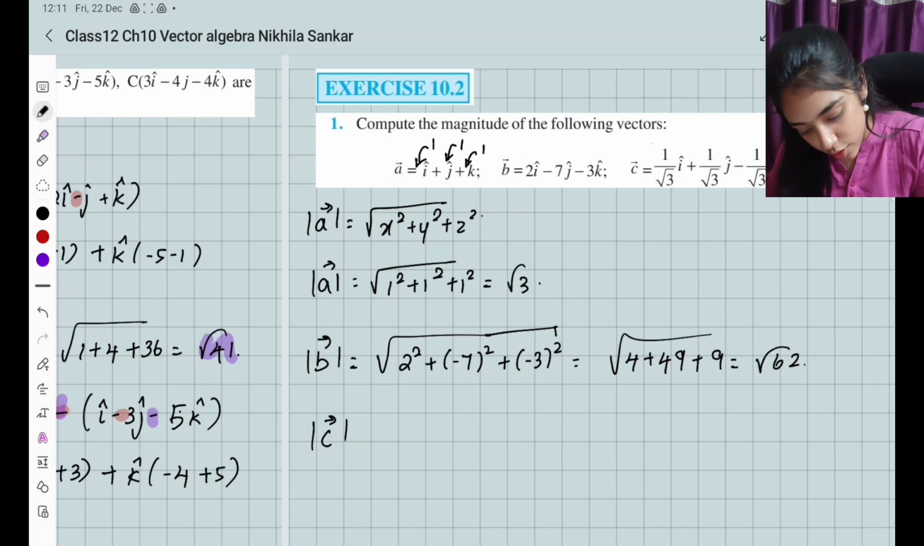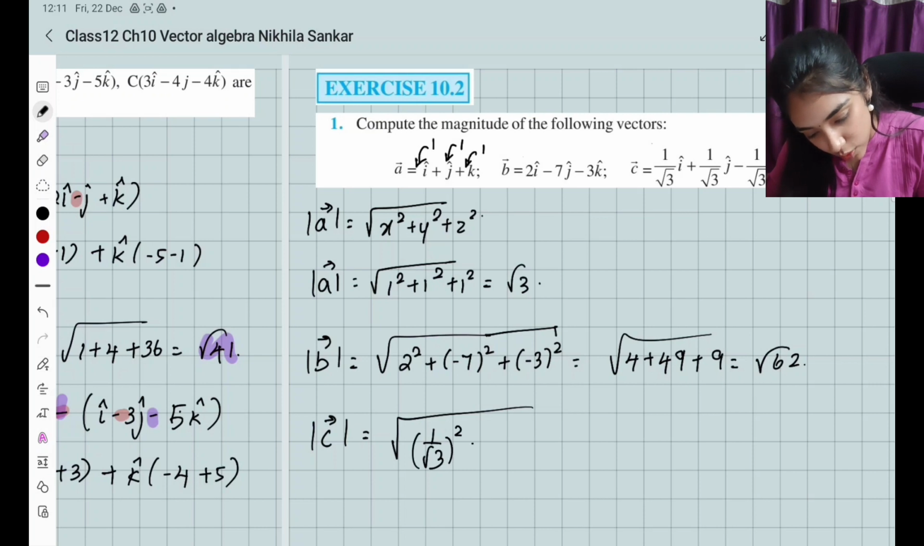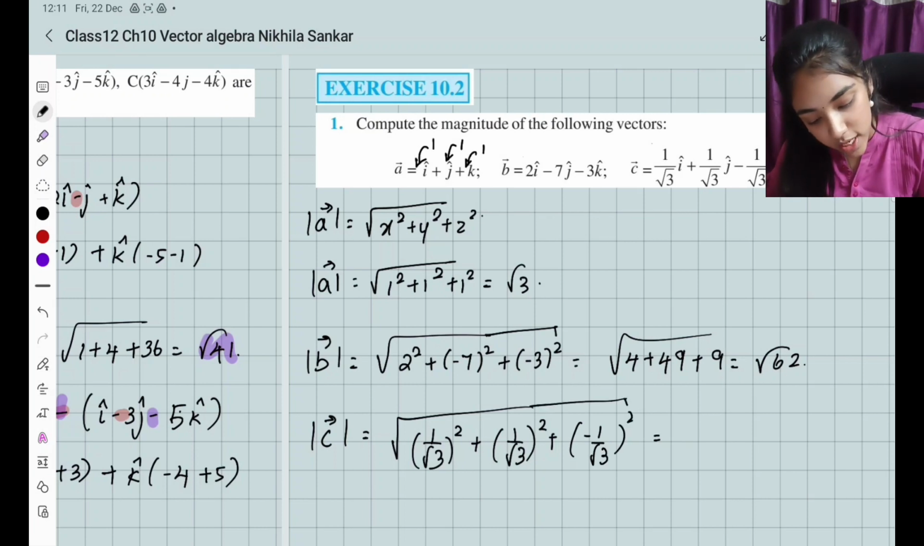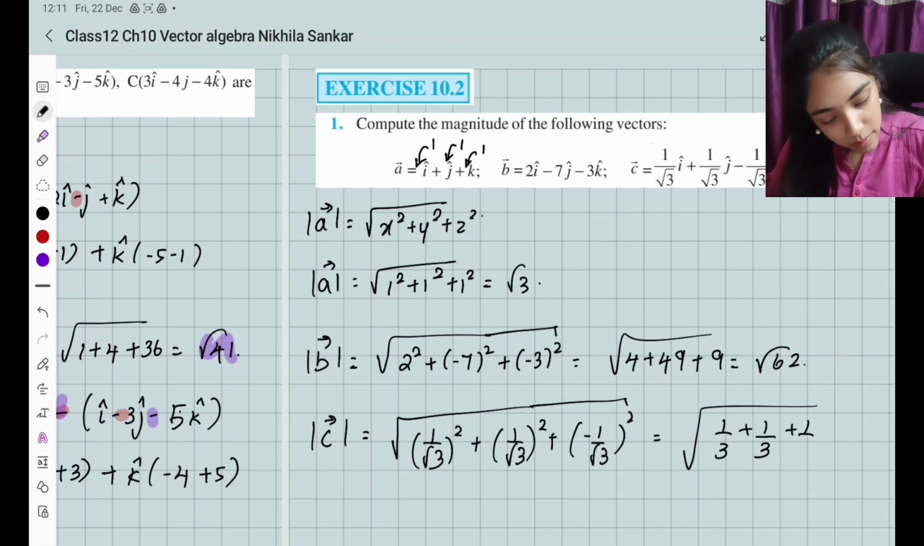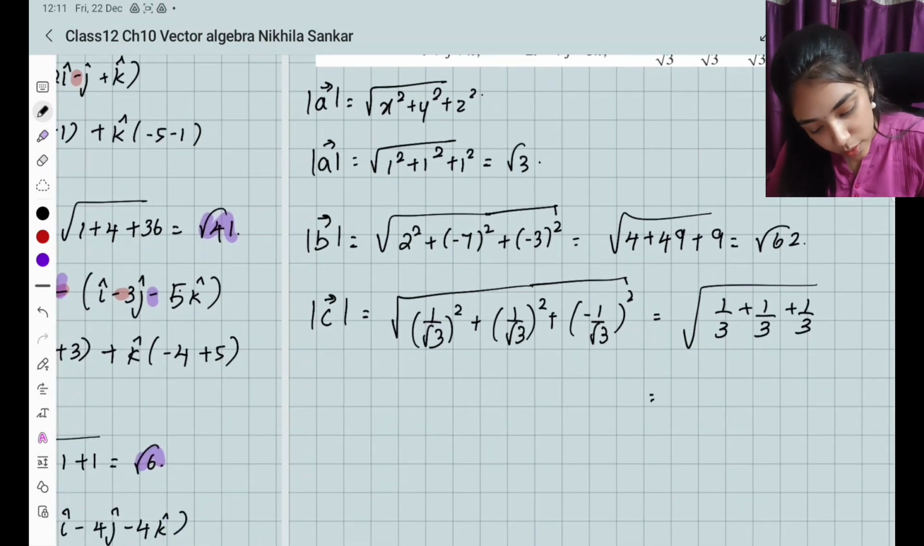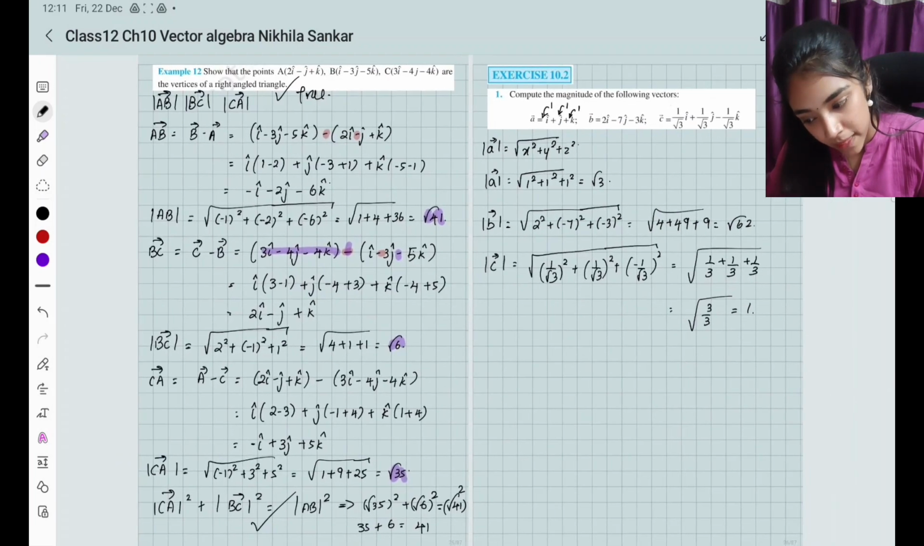Now magnitude of C is going to be 1 divided by root 3. So square root of 1 by root 3 the whole square plus 1 by root 3 the whole square plus minus 1 by root 3 the whole square. Okay, this is all inside the square root. So I have square root of 1 by 3 plus 1 by 3 plus 1 by 3. Inside the square root, I have 3 divided by 3, which is going to be 1. Okay, please copy.